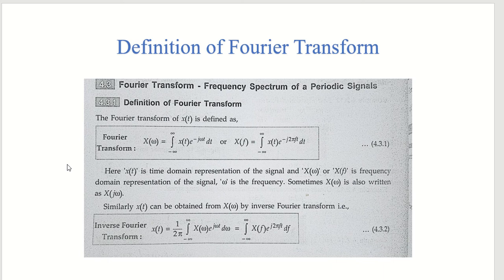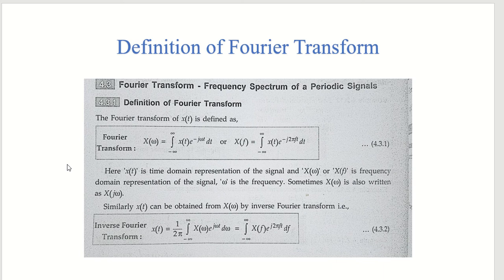Even though I don't need to mention it, I'm still mentioning it. x of t is a time domain representation of my signal, and x of omega or x of f are frequency domain representations of my signal, right? And sometimes we write x of omega as x of j omega as well. Those who have worked in mathematics and complex number systems, they know this.